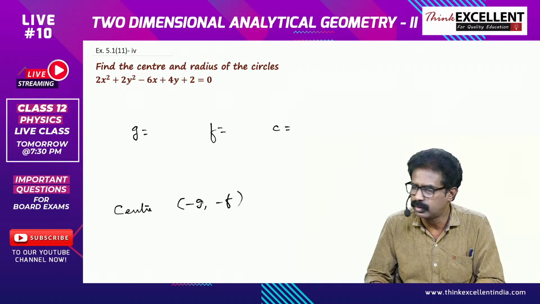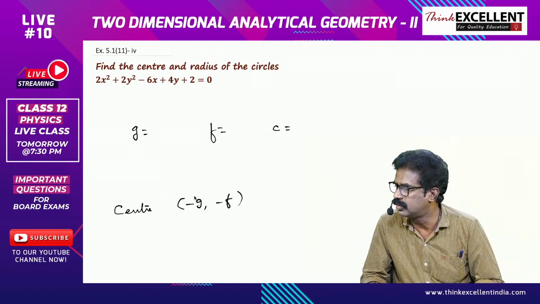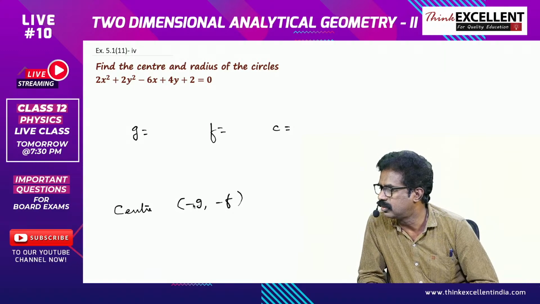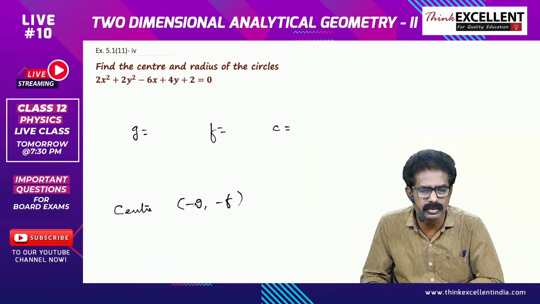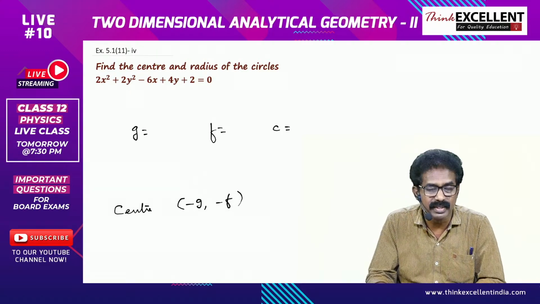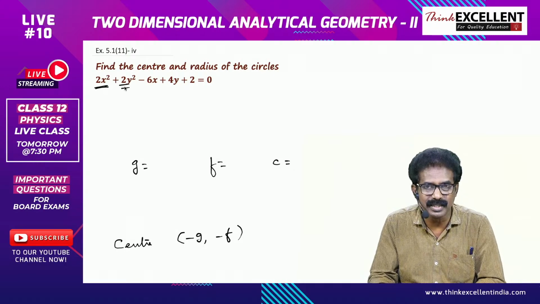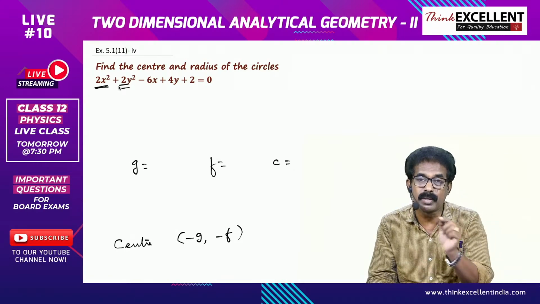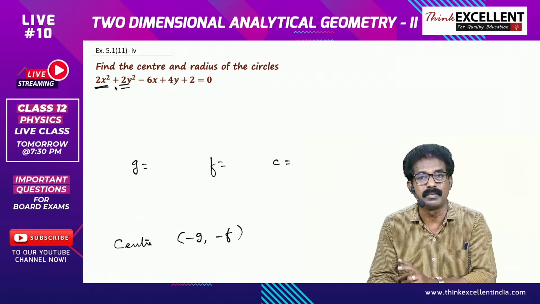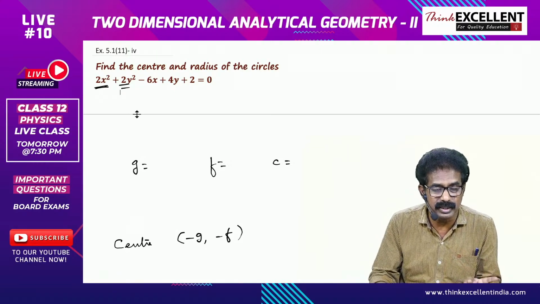Yes, center is 3 comma minus 2. Yes, good. So you identified correctly, right? Because here some 2 is there, right? You have to be very careful. X square, y square coefficient must be 1. But here it is some other number, it is 2. Make it as 1.